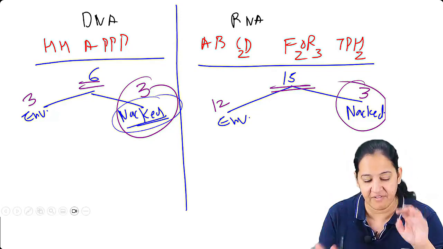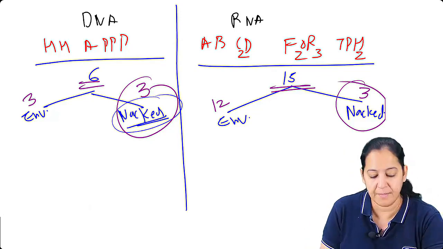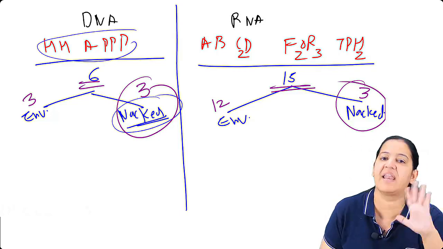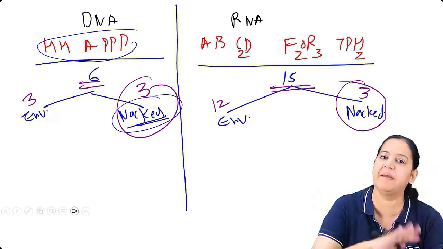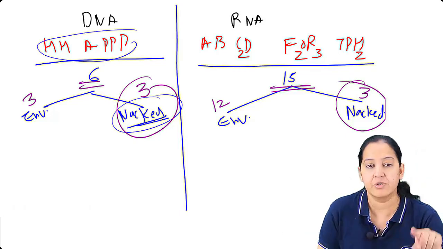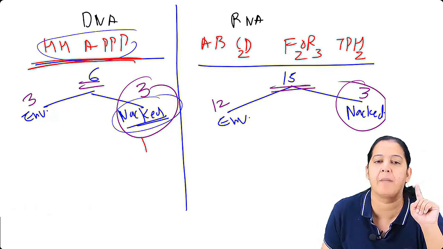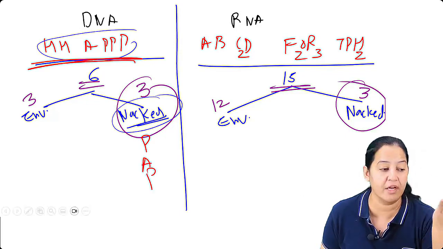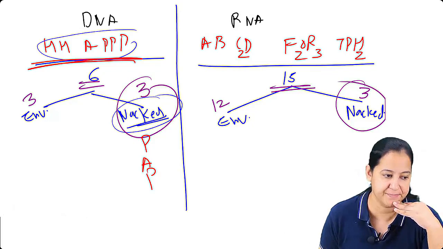So my advice to all the people is that please learn the naked. Don't learn the enveloped. Remaining will be enveloped. Learn the naked. So out of double H A triple P, POP is naked. You can learn a mnemonic. Naked is POP. You can learn a mnemonic.